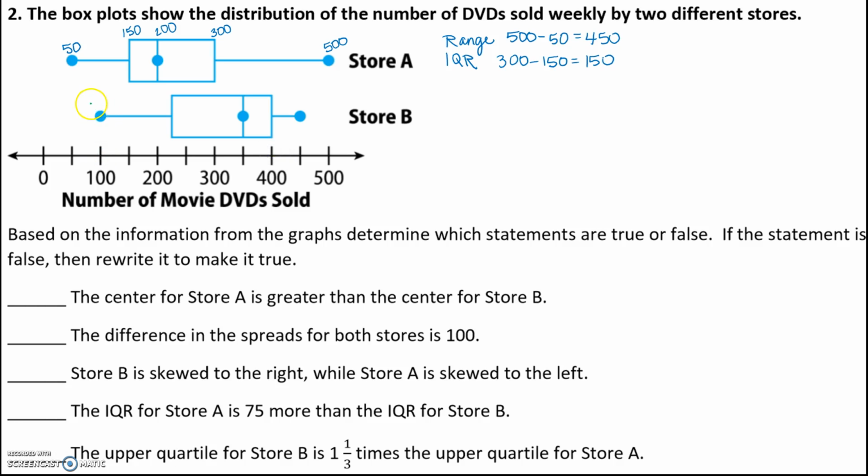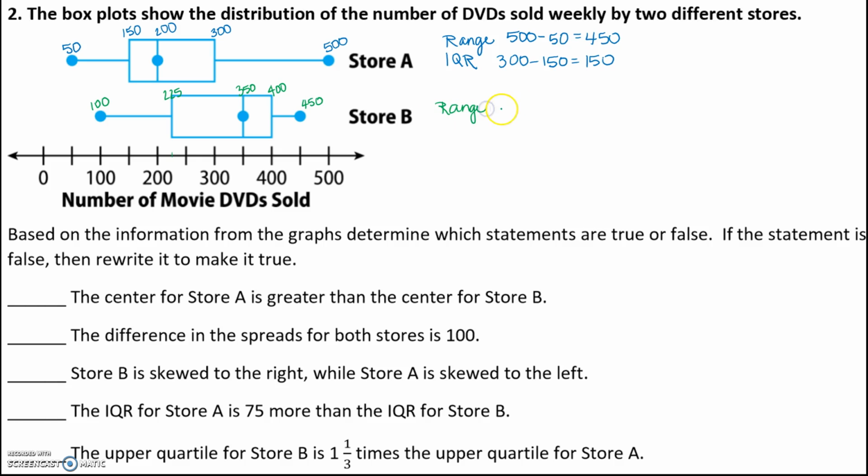Okay, so again, let's analyze our box plot. So the minimum is 100. Quartile 1 looks like it's between 200 and 250, so 225. My median is 350. Quartile 3 is 400. And my max is 450. Okay. So I'm going to make sure I have my range.